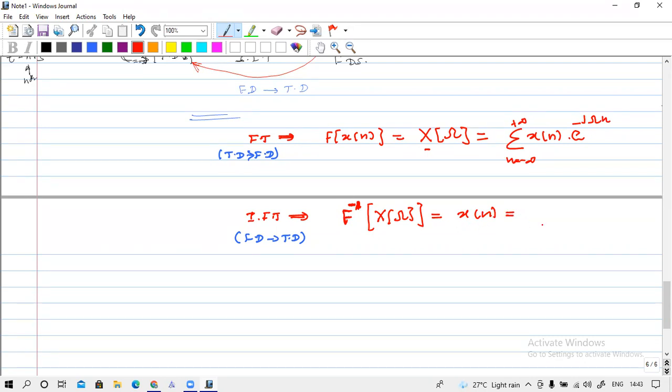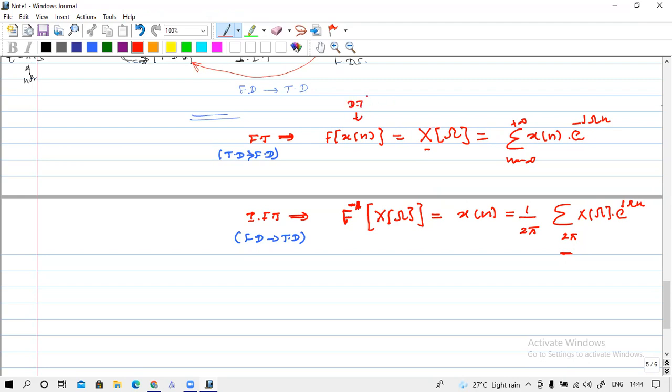That is, we have 1/2π summation of capital X(ω) e to the power jωn. Is this statement okay? This is definitely a discrete time signal, no? So this x[n] is definitely a discrete time signal.